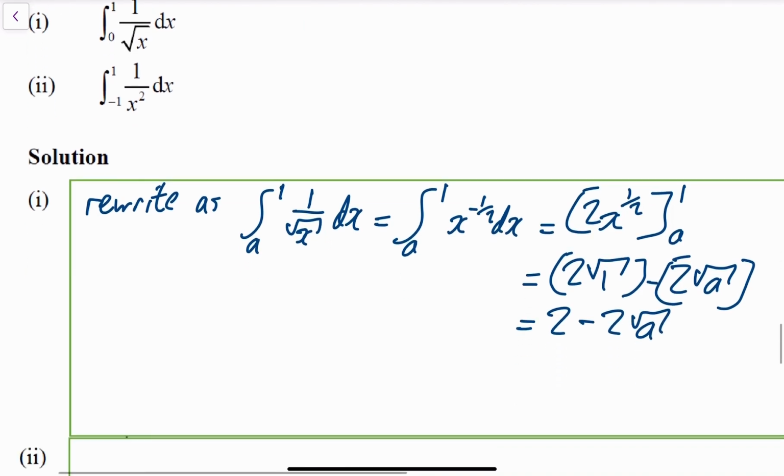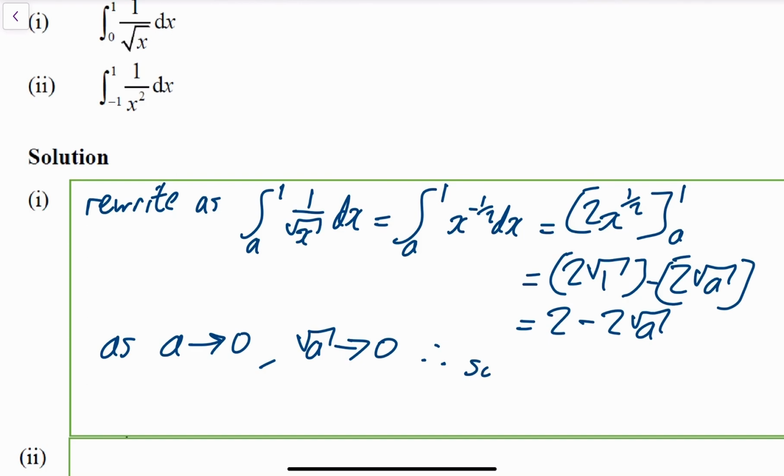Now, just say as a tends to 0, remember not infinity this time, a was originally 0, a tends to 0, root of a will also tend to 0, therefore the value of the integral is 2, because remember it was 2 minus 2 times 0, so just 2 overall then.